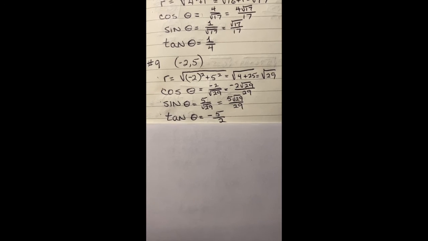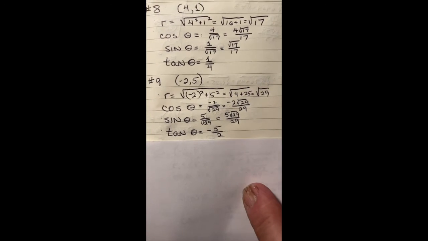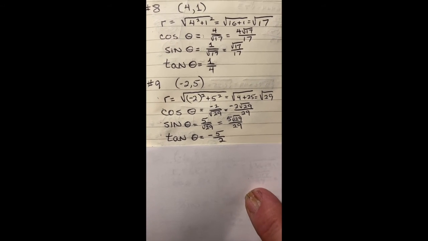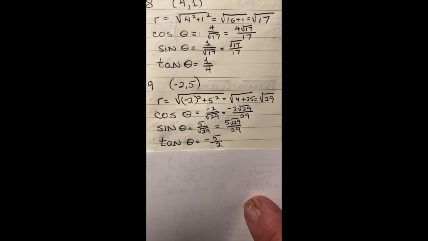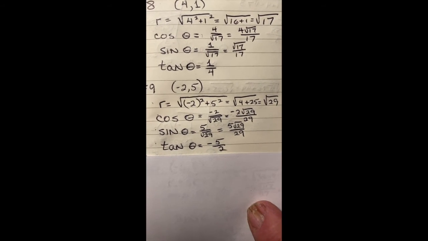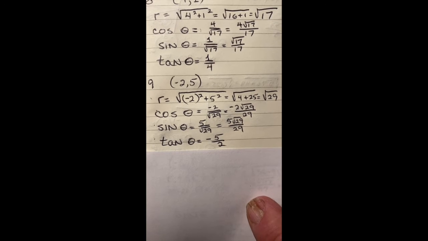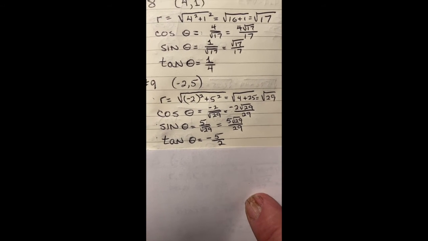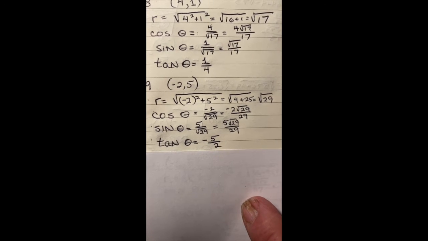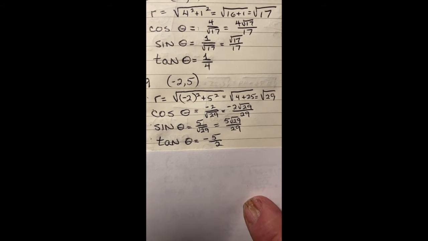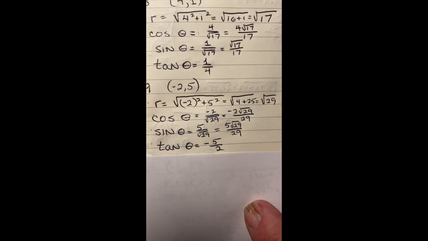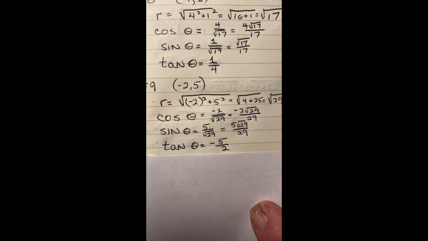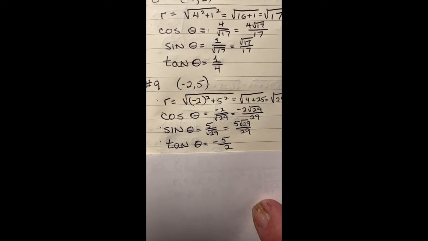Moving on, let's go to number 9. You're given negative 2, comma 5. If you put those into the Pythagorean theorem, you get a hypotenuse of square root of 29. That's also the length of r. So the cosine of theta is equal to negative 2 over the square root of 29. And when you rationalize that, it's negative 2 square root of 29 over 29.